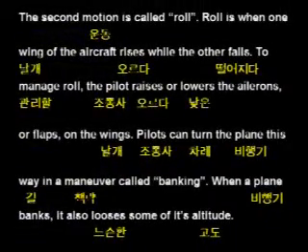The second motion is called roll. Roll is when one wing of the aircraft rises while the other falls. To manage roll, the pilot raises or lowers the ailerons, or flaps on the wings. Pilots can turn the plane this way in a maneuver called banking. When a plane banks, it also loses some of its altitude.